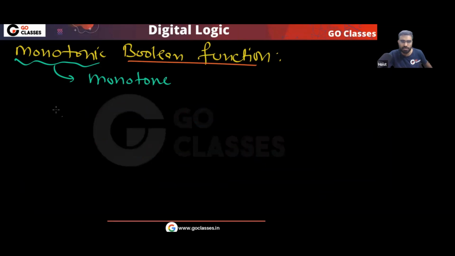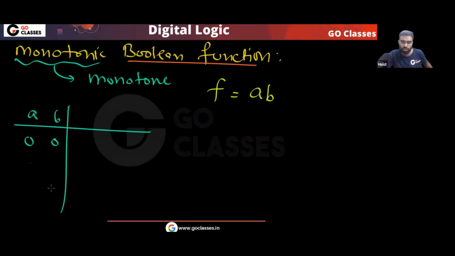Back to back, let's see some questions. For example, what about this function f equal to ab? What do you think? Let's create the truth table for this function: 0 0, 0 1, 1 0, 1 1. And your function is ab, that means 0, 0, 0, 1. Now you tell me, is this function monotonic?